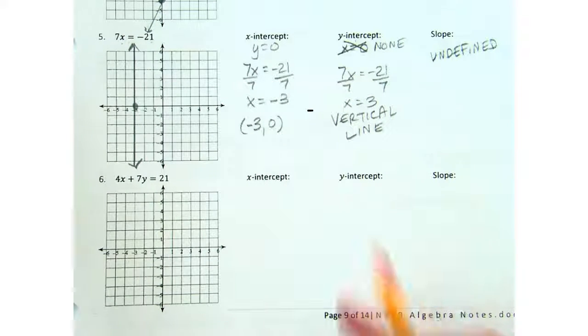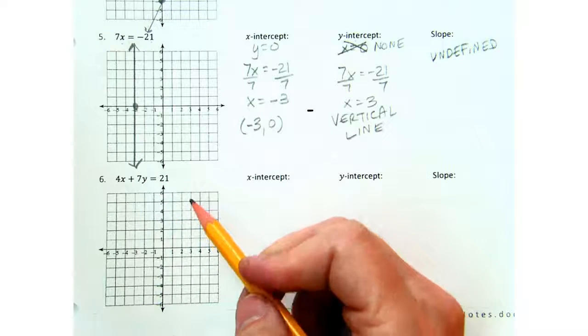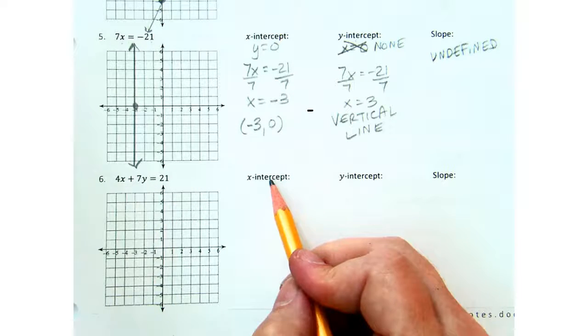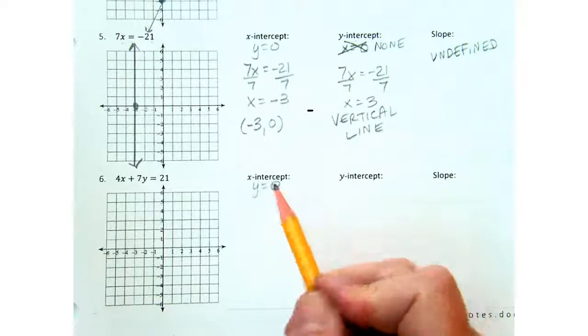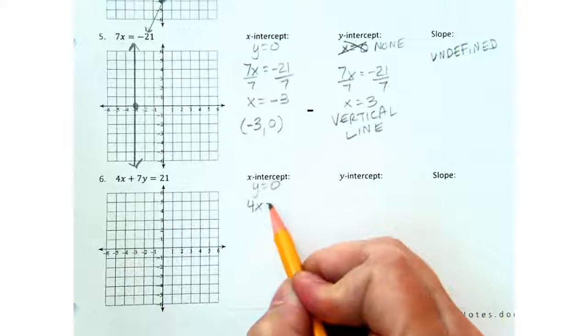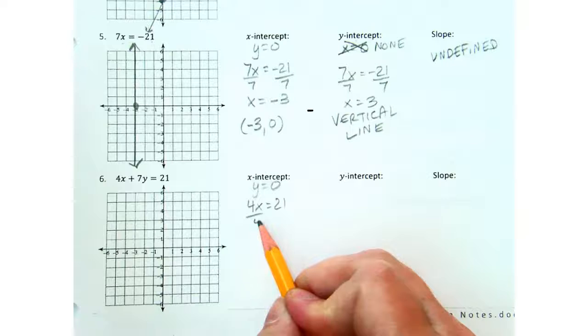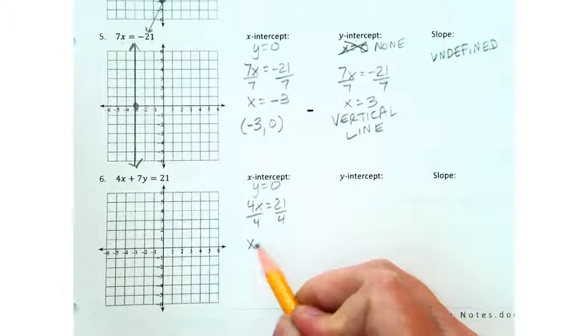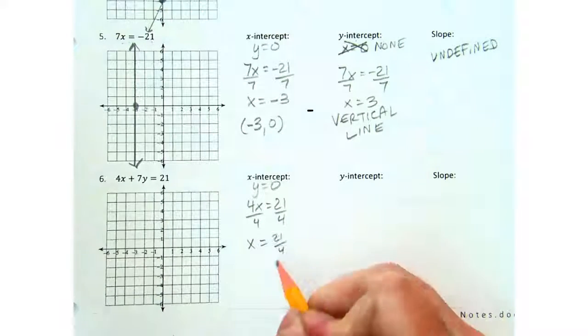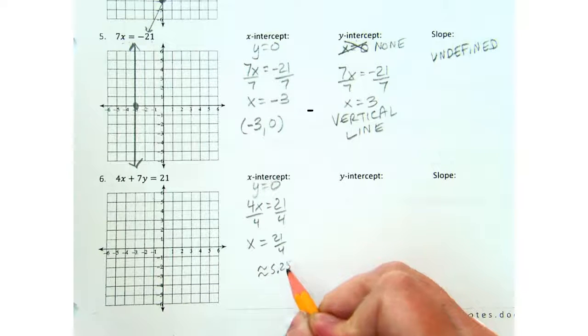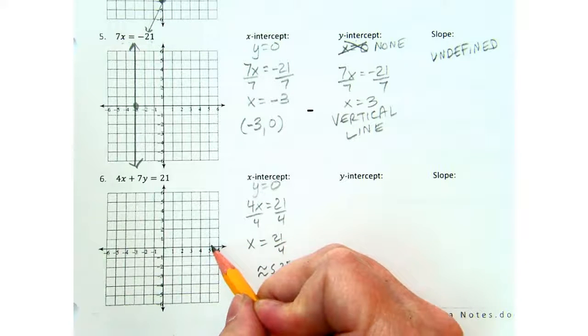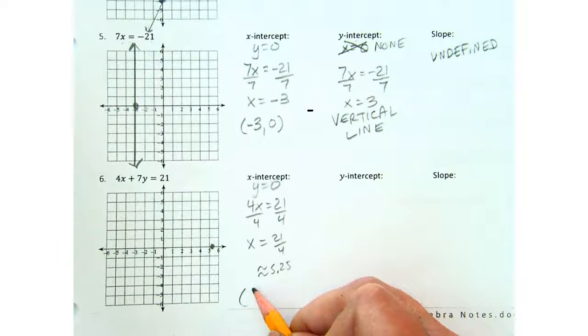Example 6 is different in that the x-intercept is going to come out to a fraction. Set y equal to 0 and solve for x. 4x equals 21. Divide both sides by 4. x equals 21/4. This is equal to 5.25, just a little past 5 on the x-axis. The x-intercept then is (21/4, 0).